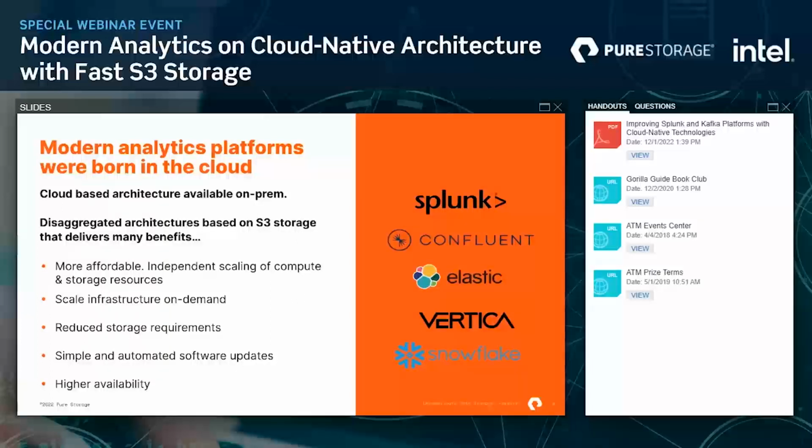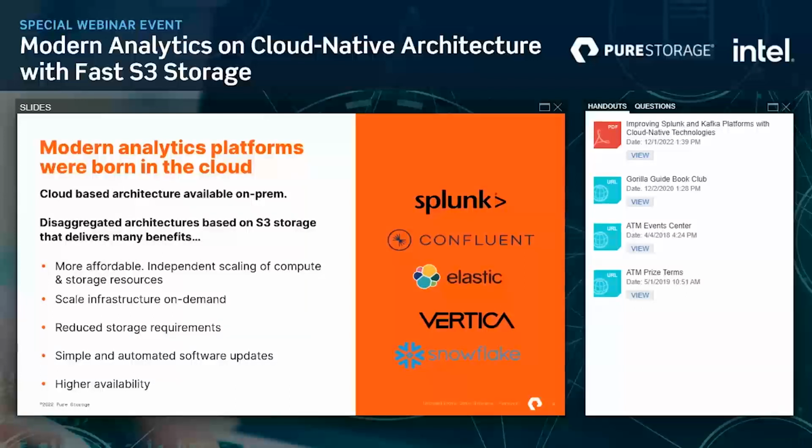Because the storage element of this takes over some of the data services, your storage requirements are reduced. And with the implementation of some of these offerings, the software updates are much more simple and automated. Because we are doing things from a storage perspective, we can offer you higher availability with these automated software updates. If you look on the right, these are some of the partners that Pure is currently partnering with.